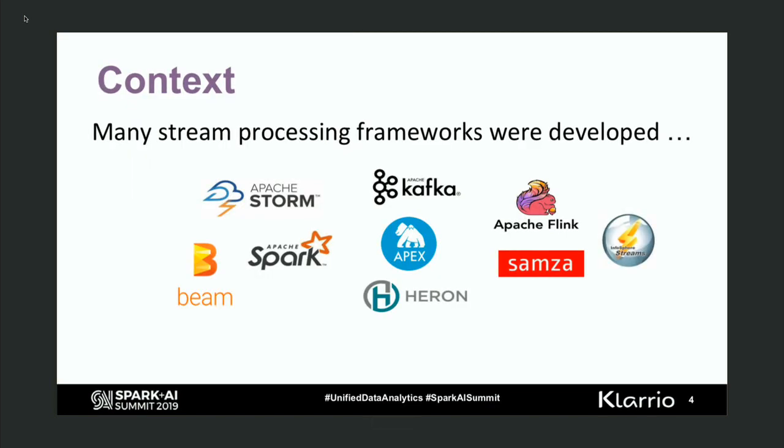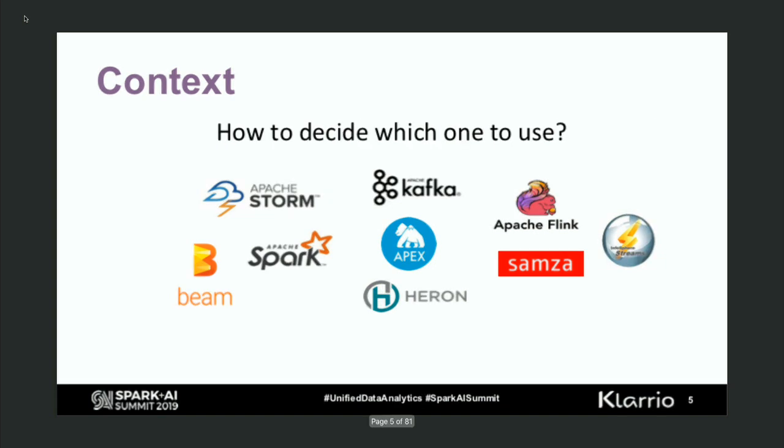So a bit of context to the talk of today. I'll be talking about stream processing frameworks. Many have been developed over the last decade and the last years. Some examples are Storm, Apache Beam, Flink, Heron. But now the big question is, how do you decide which one you're going to use for a certain use case that you have at your company?